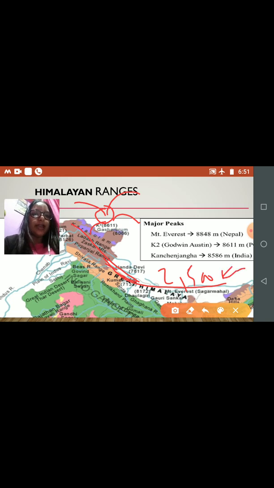2,500 kilometers, and the width of the Himalayas, in the north to south extension, varies from 200 to 400 kilometers. The Himalayan system consists of three distinct ranges: the Himadri, Himachal and the Shiwalik ranges.